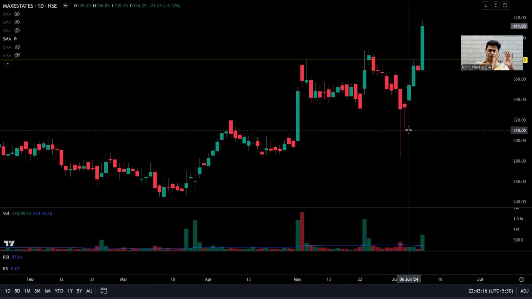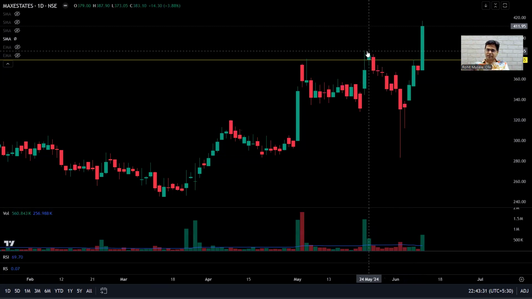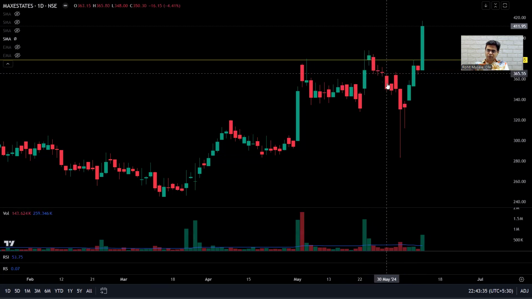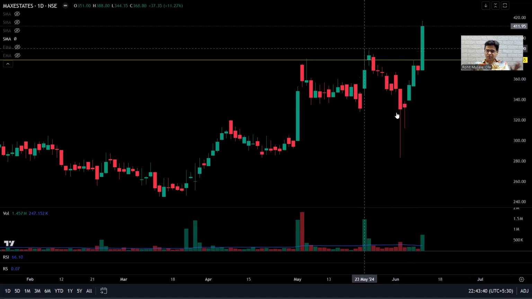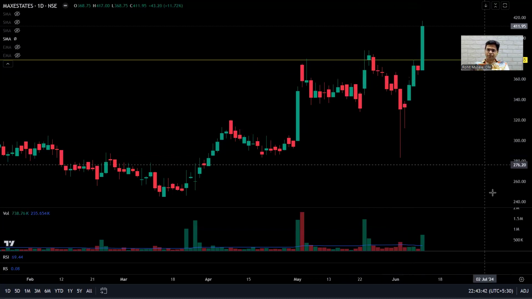So remember, it has to be a stage 2 stock, which means the 50-day moving average should be above the 150-day. The 150-day should be above the 200-day, and all the moving averages need to be sloping up. There should be minimum 10 candles in the base. So the base starts from here. 1, 2, 3, 4, 5, 6, 7, 8, 9, 10. 10 candles in the base and 4 points, the high and low basically.